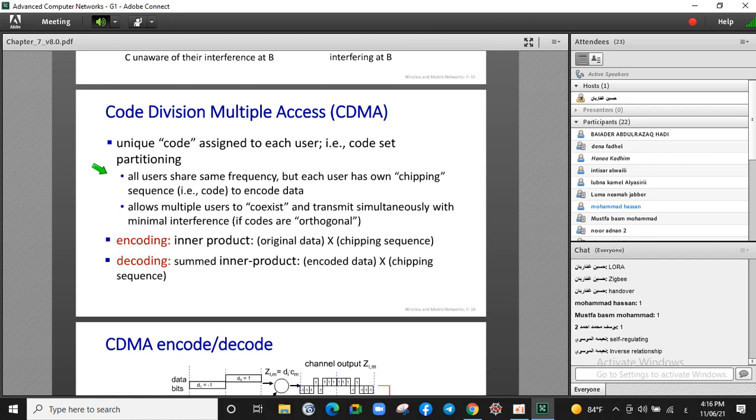Okay. By this case, using this case, okay, wait a minute, please.